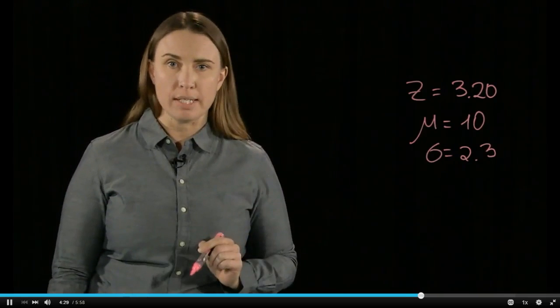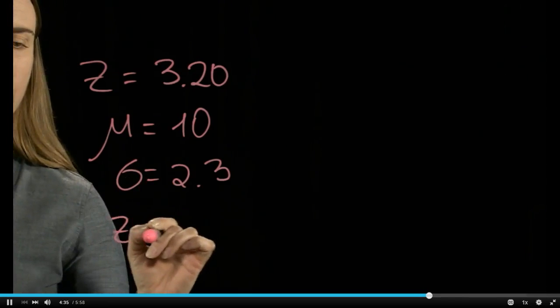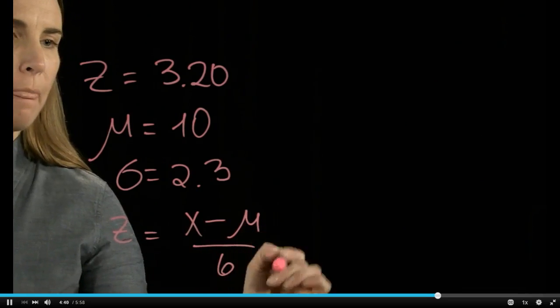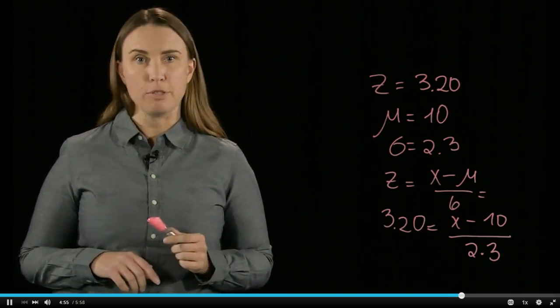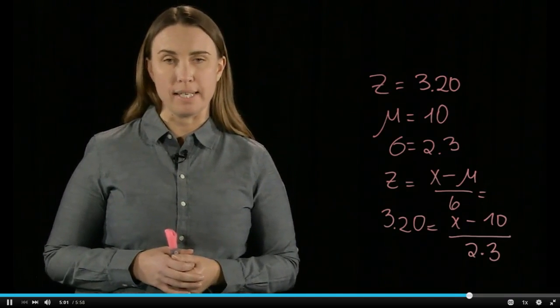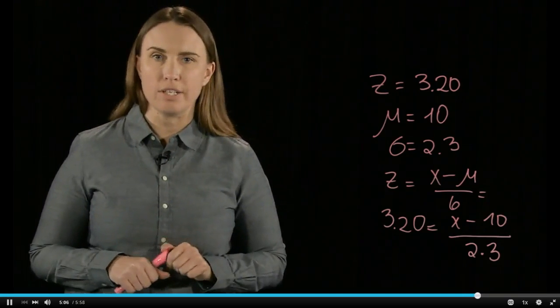We can plug that into our z-score formula and solve for x. So we get z is equal to x minus mu over sigma, which would be 3.20 is equal to x minus 10 over 2.3. Solving for x by multiplying both sides times 2.3 and then adding 10, you get x equals 17.36. This means that teachers take about 17 days of vacation a year.